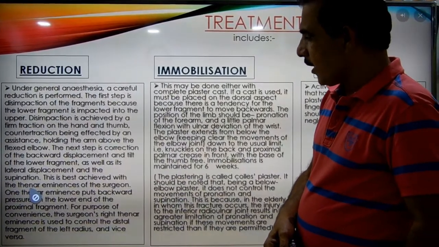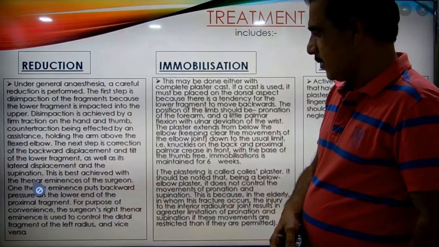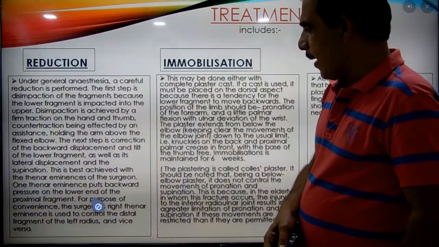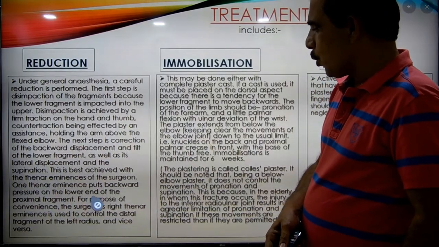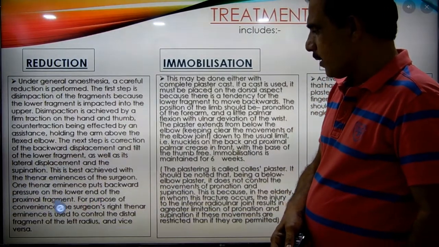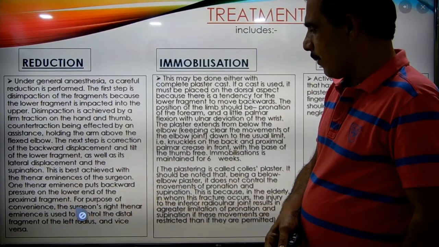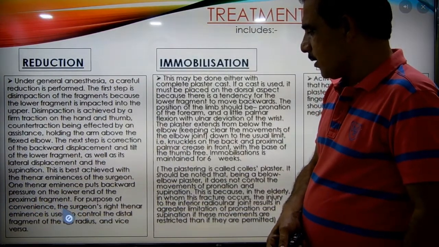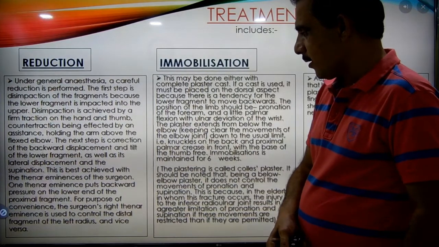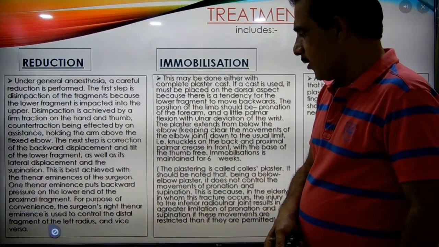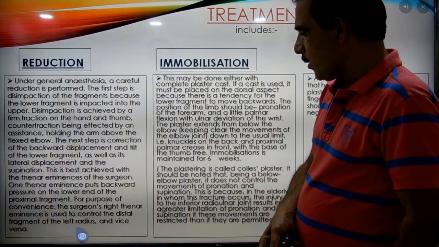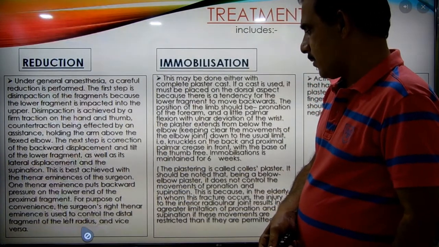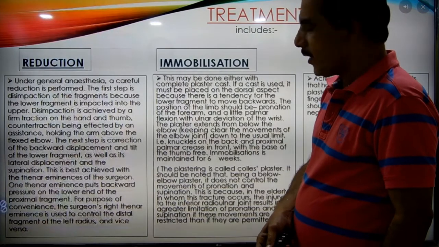by the thenar eminence of the surgeon. One thenar eminence gives backward pressure on the lower end of the proximal fragment, and for the purpose of convenience, the surgeon's right thenar eminence is used to control the distal fragment of the left radius and vice versa.